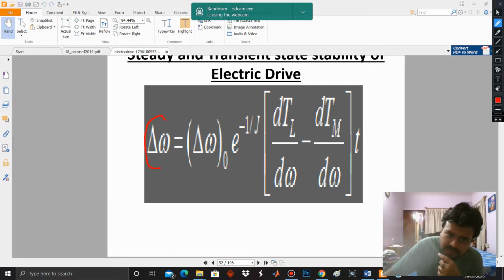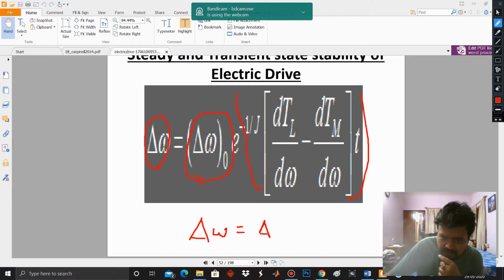So delta omega is equal to delta omega 0, that means the initial change in speed, times e to the power minus 1 by j into (d tau l by d omega minus d tau m by d omega) into t. So this entire term is in the exponent, e to the power minus this entire term. So that means I can say delta omega is equal to delta omega 0 e to the power minus kt.